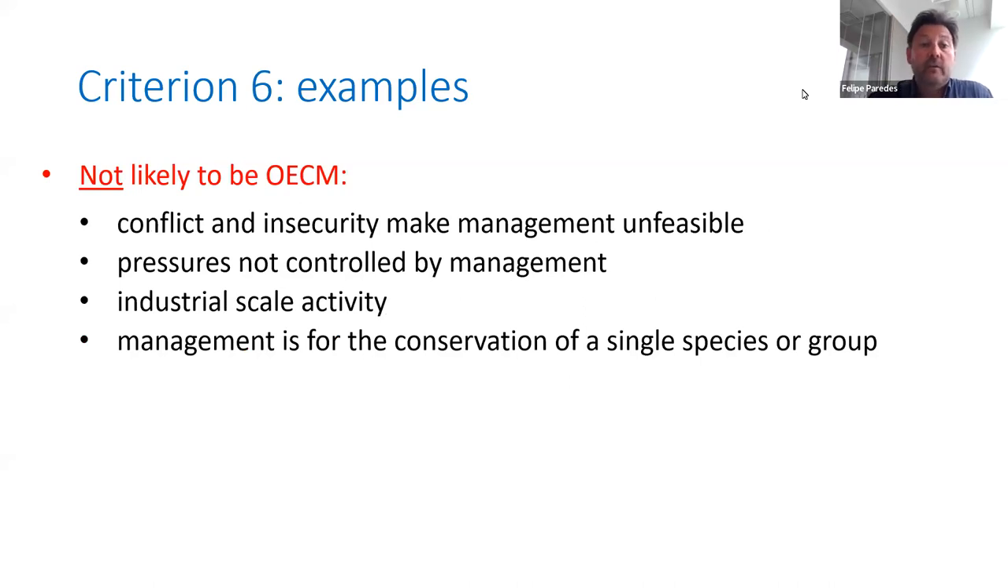On the other hand, what is not likely to be an OECM: conflict and insecurity that make management unfeasible. So management and governance had to be very clear and strong. Pressures are not controlled by management. So it's impossible to manage external pressures, or sites that have industrial scale activities. For example, in the case of the ocean, industrial fisheries should maybe not be counted as OECMs, and neither should sites where the management is for conservation of a single species or group. Here, the idea is to conserve the integrality of the ecosystem and not a single species or a group of species.